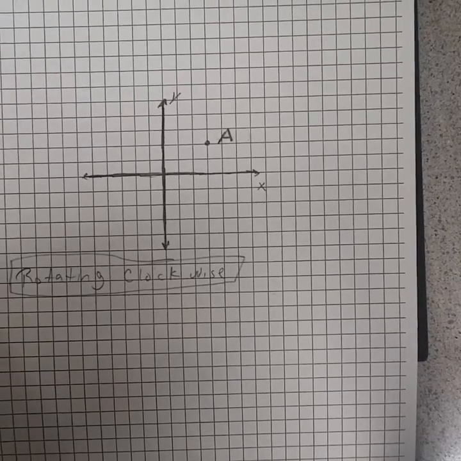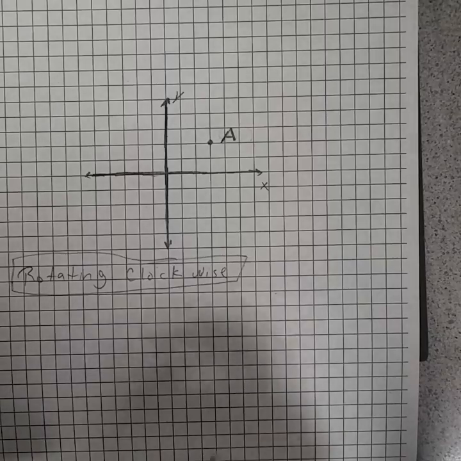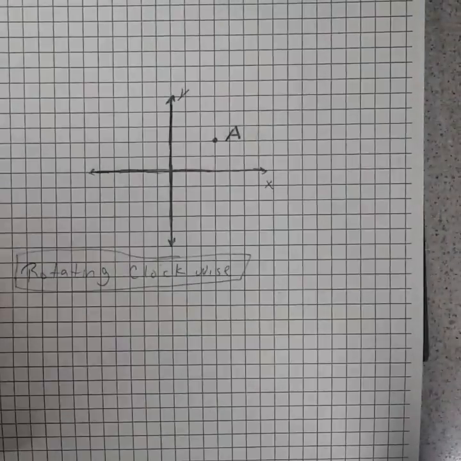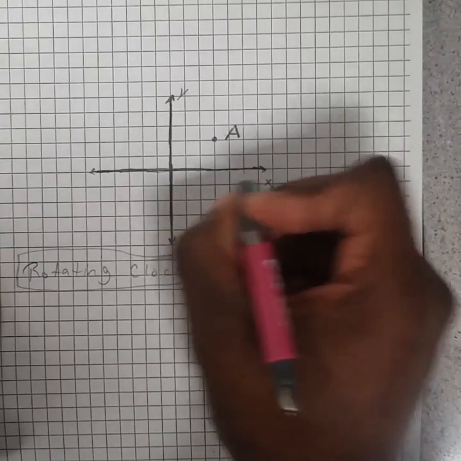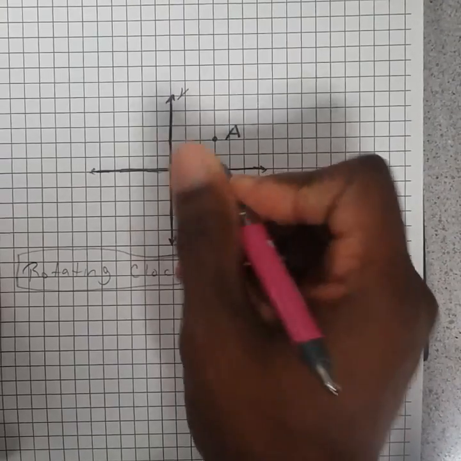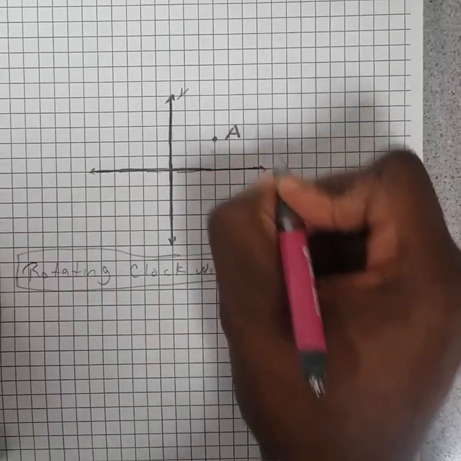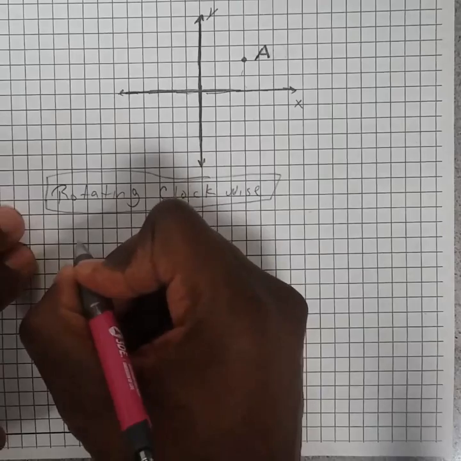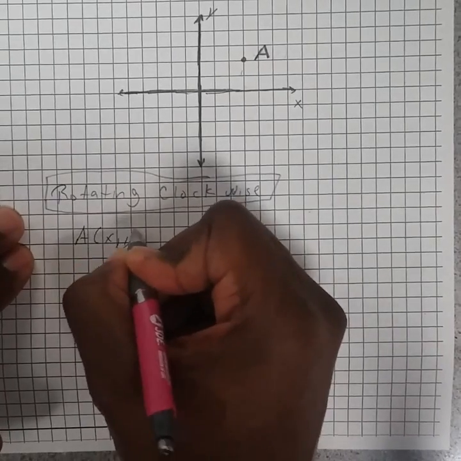Okay, so this video is about the transformation called rotating. And we're going to talk about rotating clockwise and counterclockwise. All right, so given this point A right now in this coordinate plane, it went over X, then up Y. So the coordinate for A right now is at X, Y. So let's say A is at X, comma Y.